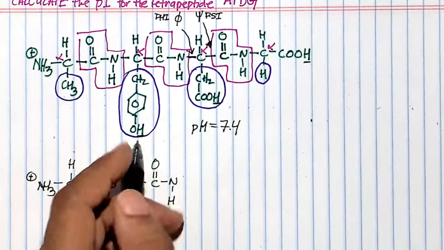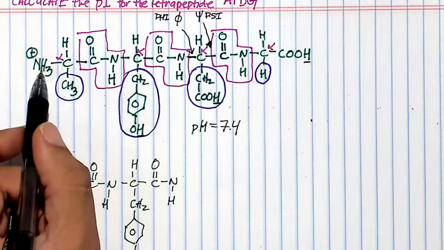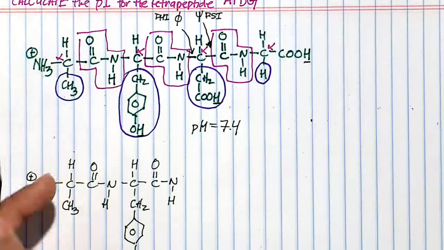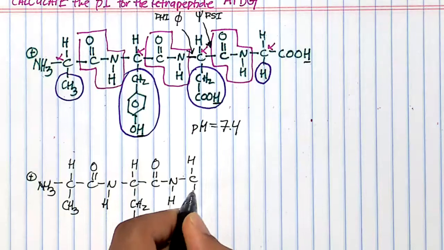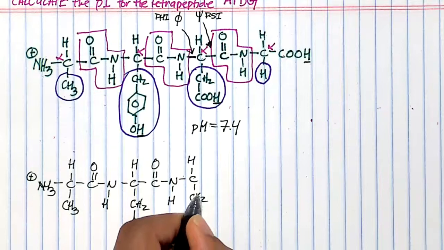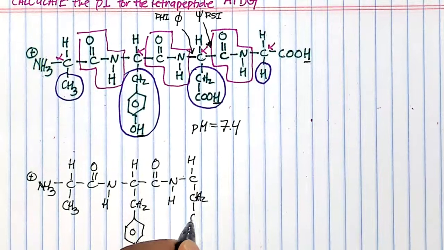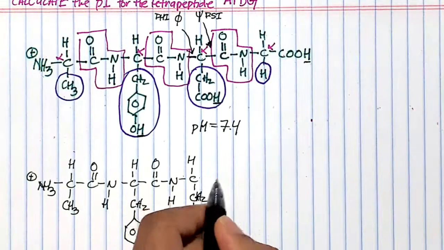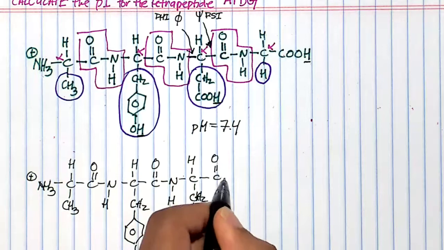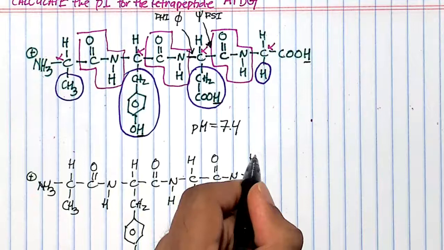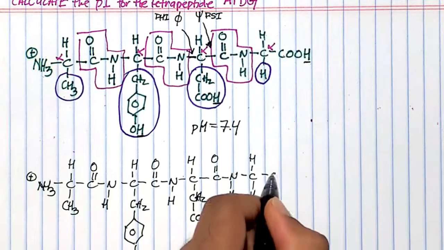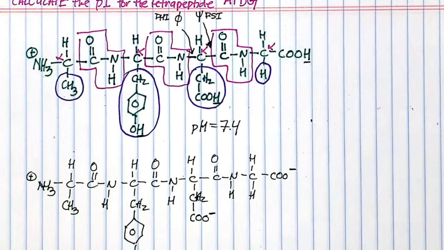This one stays. This one has a pKa of around 10. And the alpha amino group stays, that proton stays, that has a pKa of around 9. So if you're asked to draw the predominant structure at physiologic pH, this is what the structure would look like.